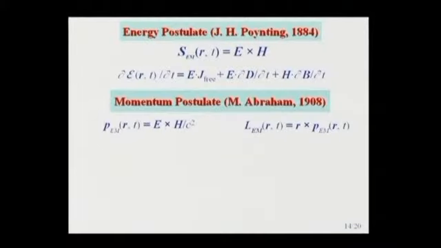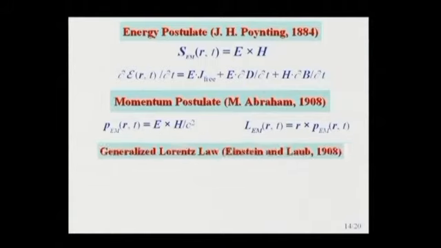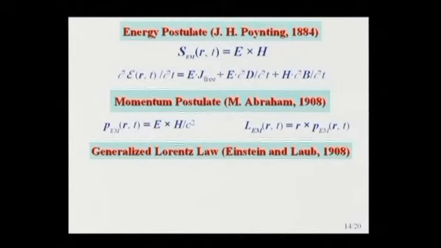Once you have the electromagnetic momentum density, you also can find the angular momentum. The angular momentum is just r cross p, and p is this one. So electromagnetic angular momentum density is given by this formula, again under all circumstances. So these are two additional postulates. These are things that you cannot derive from Maxwell's equations. And finally, there is the Lorentz law of force.